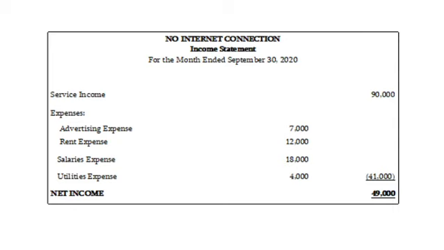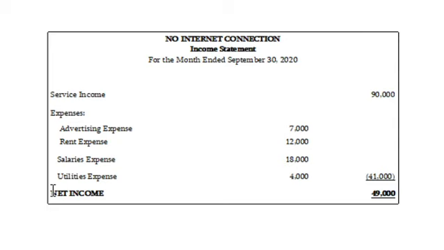Dito pinapakita yung performance ng business, kung may income ba siya o baka nalulugi na yung business. So again, kapag nag-prepare ng financial statement, huwag kakalimutan yung heading: name of the business, kung anong statement yung ginagawa natin, income statement, and yung date.